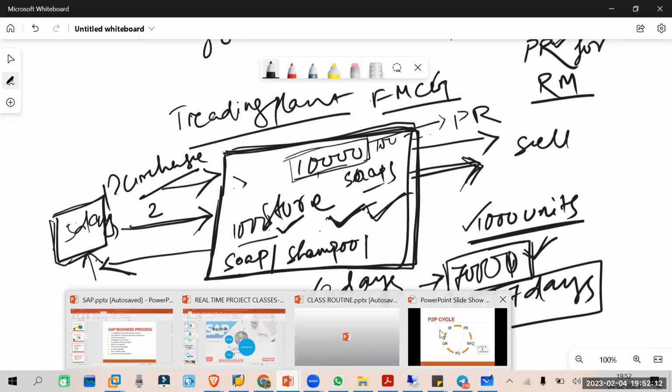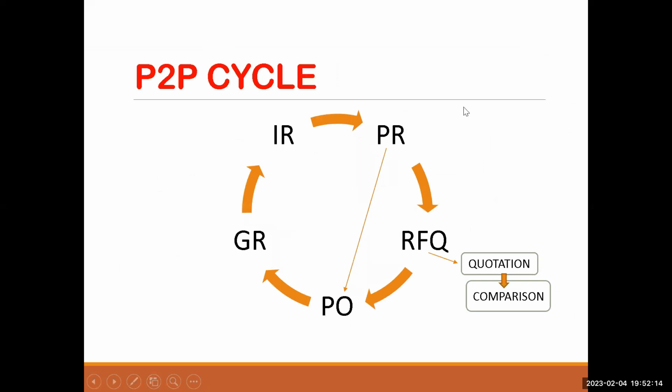So next, let's go to the P2P cycle. Okay, now the PR is generated. Here the first process is that the PR is generated. So once the PR is generated, what we need to do is send it to the vendor, right? We need to have one supplier or some vendor. Then we have to create a purchase order for them. Like we need this material, we need to provide one purchase order.